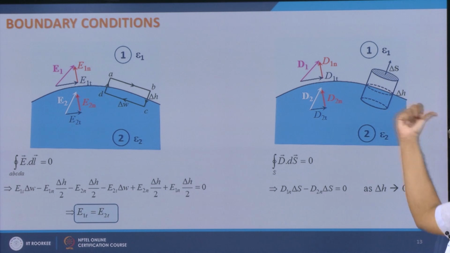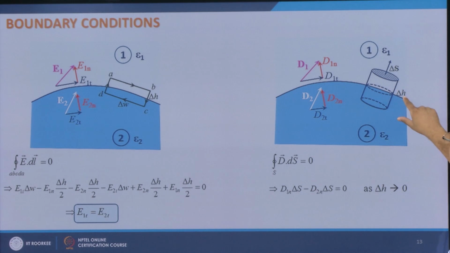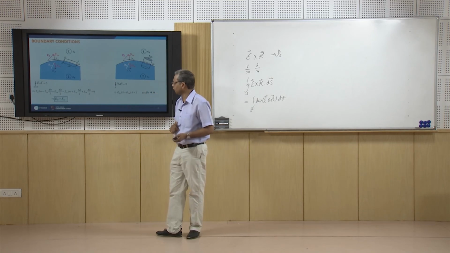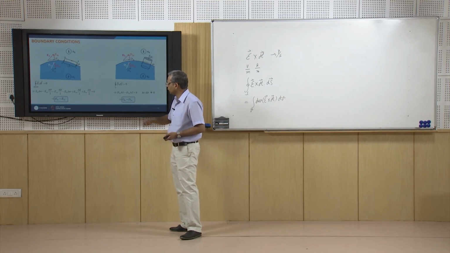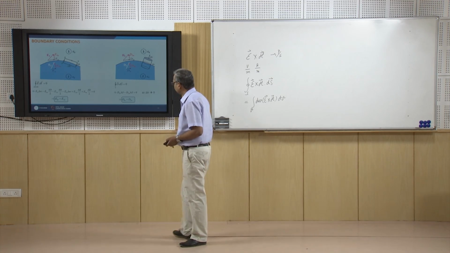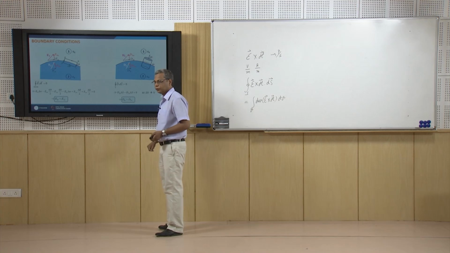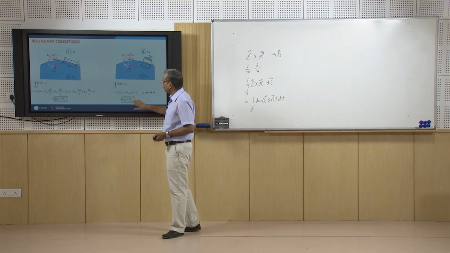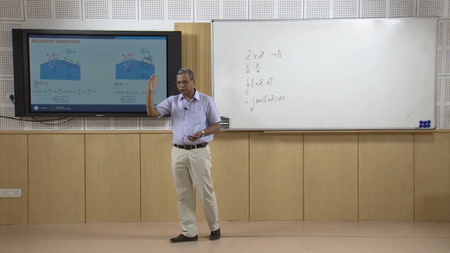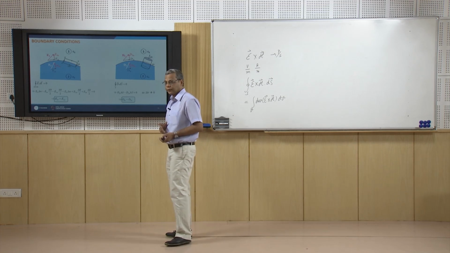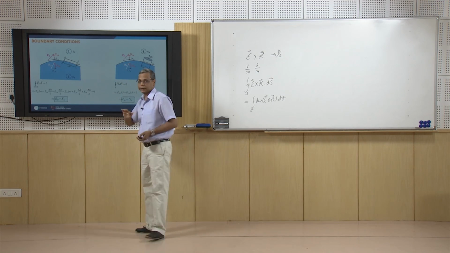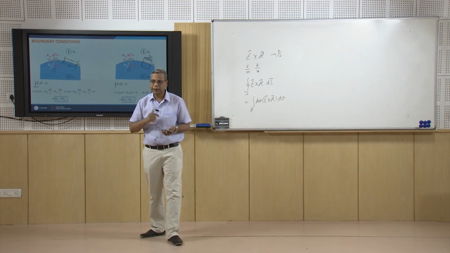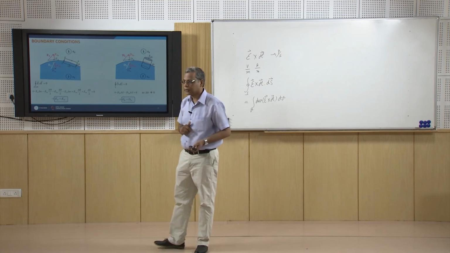And what is the flux through this curved surface? This flux through the curved surface would be 0 as delta H tends to 0, to close down to this interface. So, this gives me D1n equal to D2n, which means that the normal component of D should be continuous. So, I have got that the tangential component of E should be continuous and the normal component of D should be continuous at the interface of two dielectric media, provided that there are no free charges at the interface, and this is true in case of dielectrics. There are no free charges, no free currents.